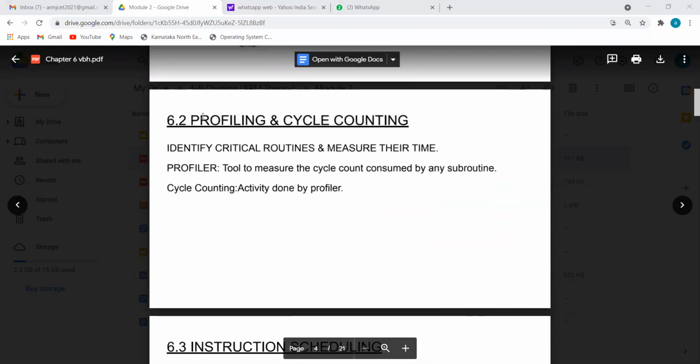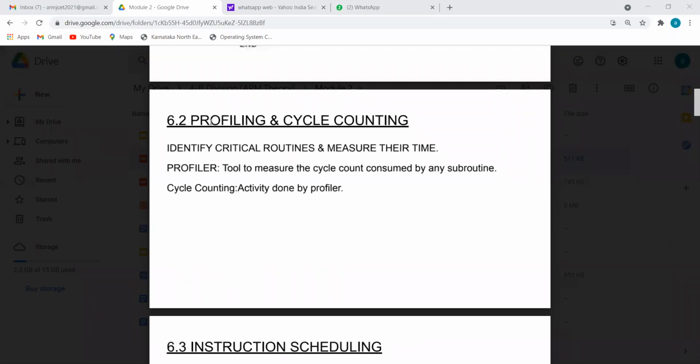Let's go to 6.2. There are two definitions: profiling and cycle counting. The meaning is how much time a process is executed, or how much time the CPU is executed on one task. I hope you are going to study almost the same concepts in your operating system: one process burst time, another process burst time, using different algorithms, almost a similar concept.